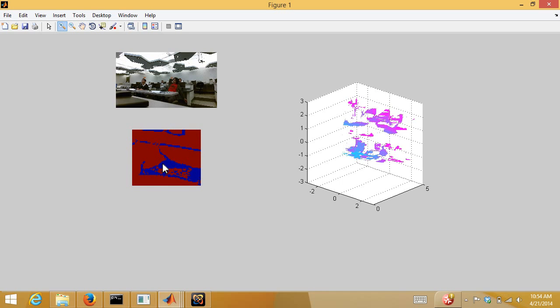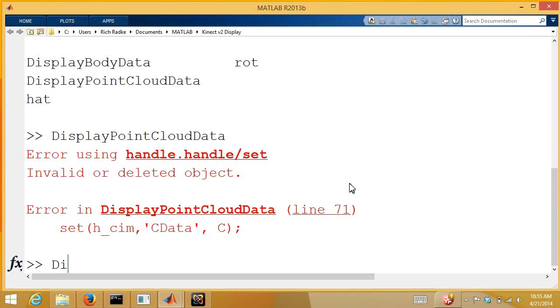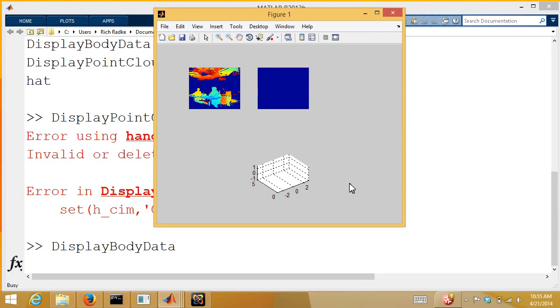oh, I guess I can't make this bigger. So we can't make this axis bigger, I guess? Or we could also do the Kinect status, right? But we have to stop the service. All right, we'll come back to that in just a second. The other demo is the skeleton, right? So if I do display body data, oh yeah, that's a better image up there.